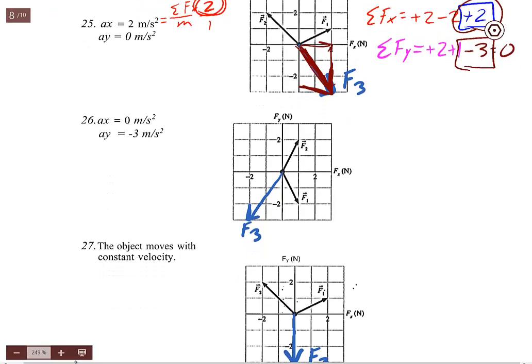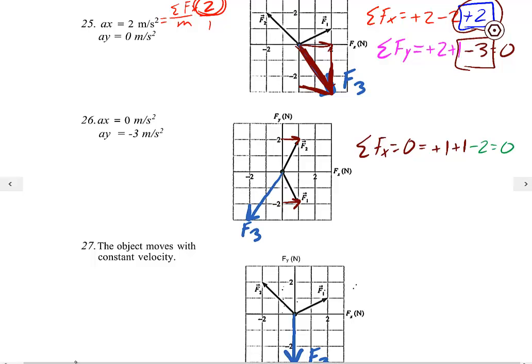And 26 is basically the same thing. In the x direction, we need the forces to be 0 if it's not going to accelerate. Our F1 is plus 1. Our F2 is plus 1. So we need something to be negative 2 so that it equals 0. So we know that is our x force, because we need this to be a net force of 0 over the mass. For our acceleration of negative 3 in the y direction, we need a net force of negative 3 because it's a mass of 1, because we're using a equals F over m.